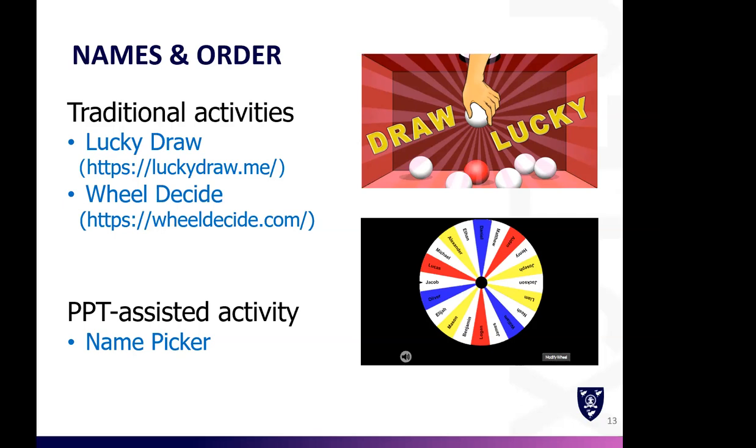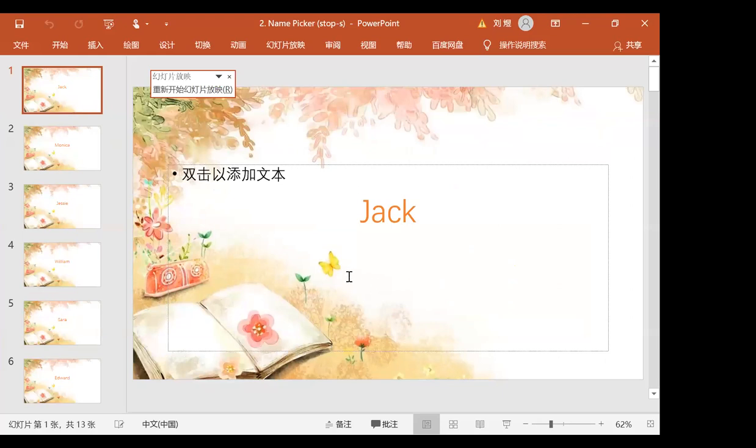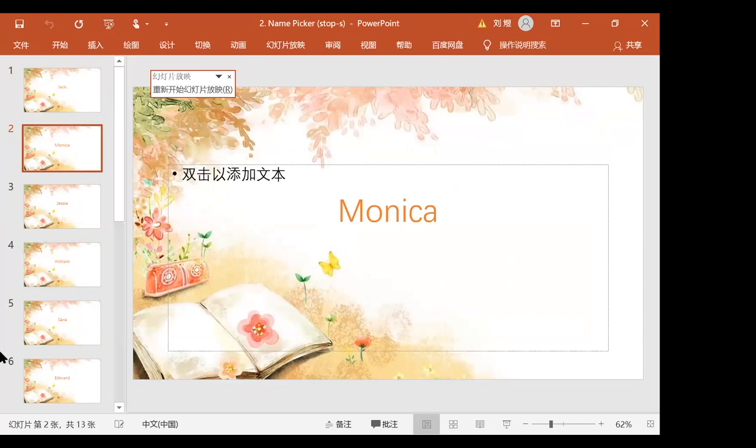Now, I would like to show you how to use PowerPoint to pick names randomly. So you can copy and paste your student name list into a Word file. Then you open that file through PowerPoint. After making some changes to the format and animation, you can successfully create a PowerPoint name picker like this.